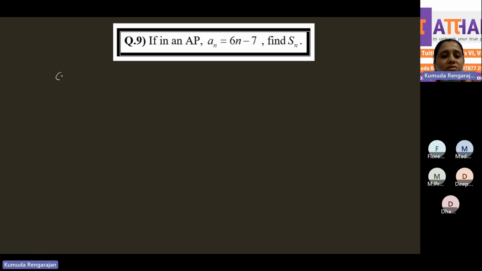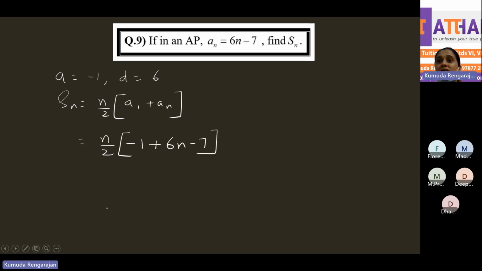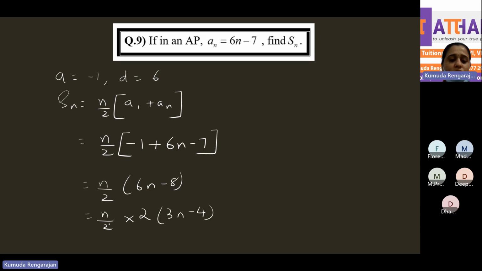So what is A here? We got minus 1, right? And D is 6, right? So what's the other formula? Sn is equal to n by 2 of the first term plus the last term. So n by 2 of the first term, which is minus 1, plus the last term, An, which is 6n minus 7. So n by 2 bracket 6n minus 8. This is what we got, no? And then we took out 2 common: 3n minus 4. 2 cancels. n into 3n is 3n square minus 4n. Same thing. So you can use any one of the two formulae.